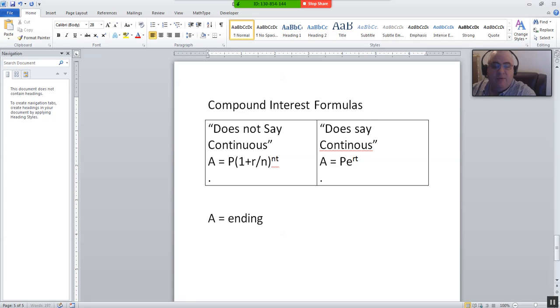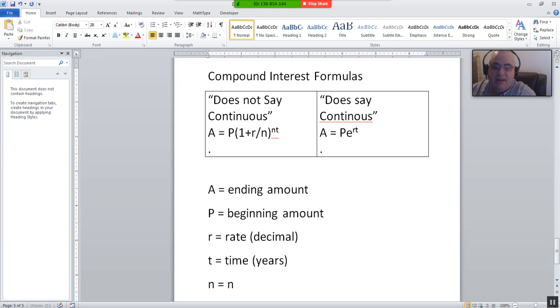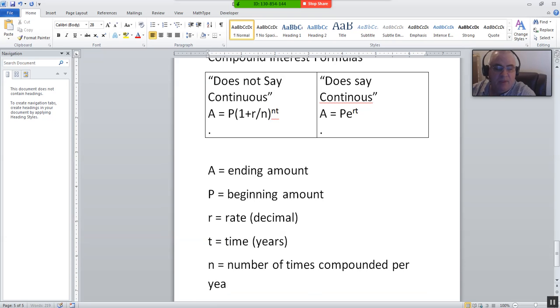Now A would be your ending amount. P is your beginning amount or your principal. R is your rate, and this would be in decimal form. 3% would be 0.03. T is your time, and this is in years. And then n is the number of times compounded per year. Now, compounded is a fancy business term. It means calculated. But it's a little bit more than that. They calculate the interest, compute it, and then they take that interest and we put it back into the account. So it compounds, it builds.